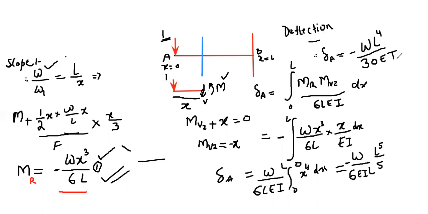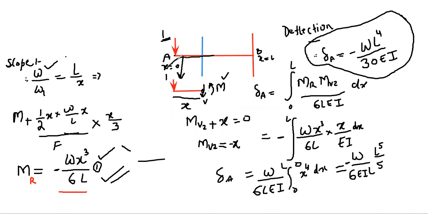This is the expression. WL raised to power 4 divided by 30 EI. The minus sign means that the deflection is in the downward direction, because exactly the beam will bend like this. Here it will be in the downward direction, that's what the minus says. So this is the deflection at point A, and we have already found the slope at point A. This is how we find the slope and the deflection of the beam using the virtual work method. Let me give one problem as an exercise to the students.